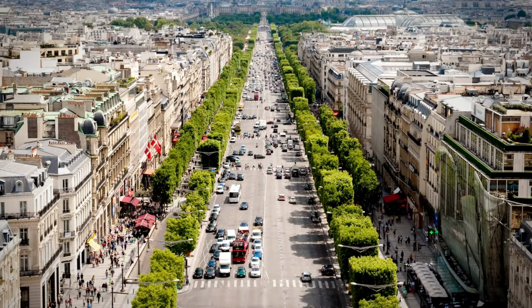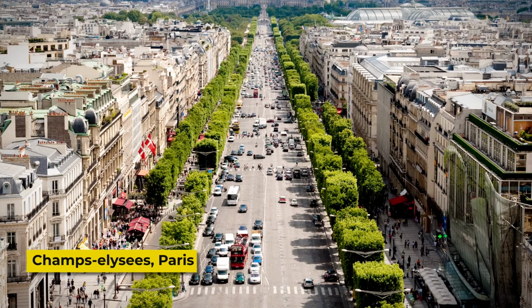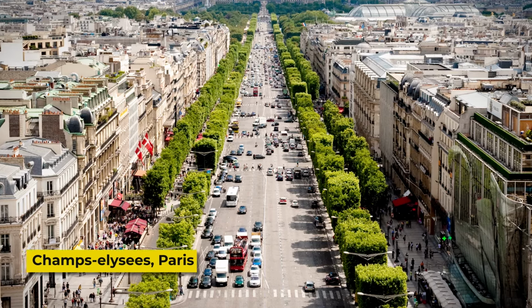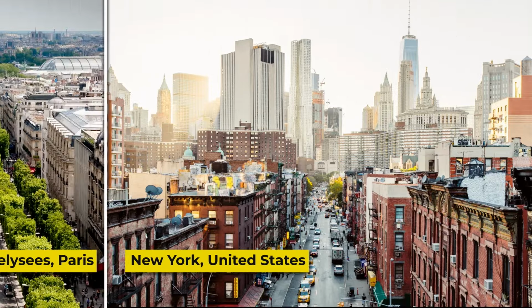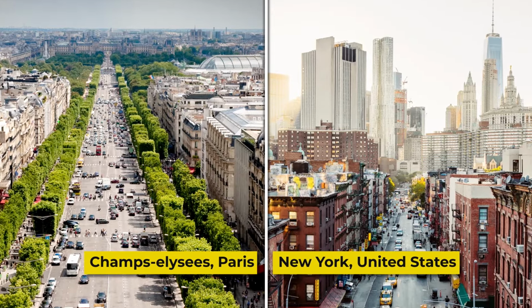Take this image of the Champs-Élysées, where there are large streets down the center and barely an intersection, something in contrast to New York City. Just by looking at this image, you can tell that the city was designed for walking and not cars.